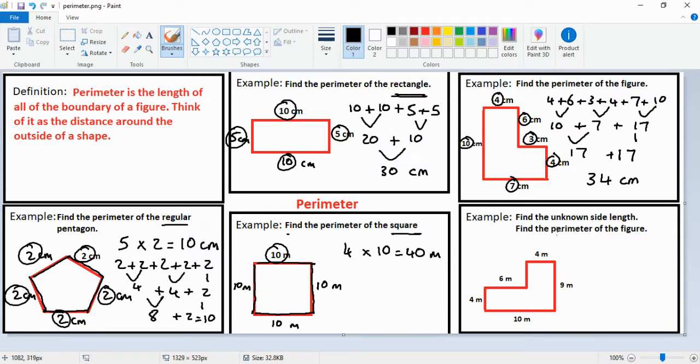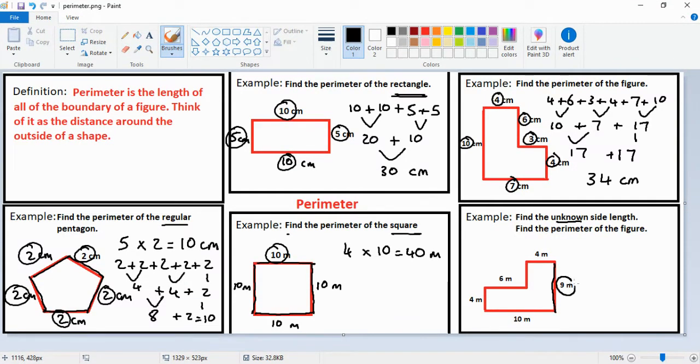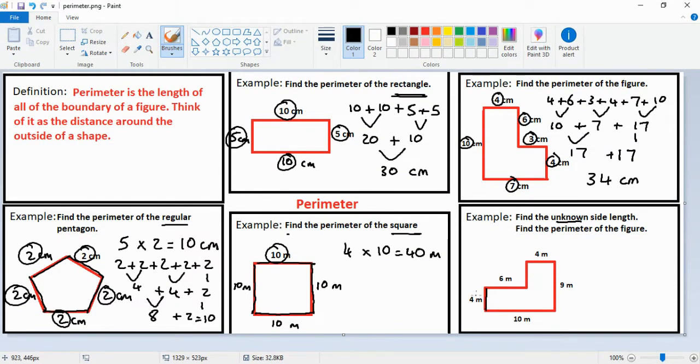This is somewhat more challenging because we have our figure and we have to first find the unknown side length and then find the perimeter. If we look here, we have 4 meters there, 9 meters there, this is 10 meters, this is 4 meters, this is 6 meters. We're missing this side length here, and we need to find that so we can find the perimeter.